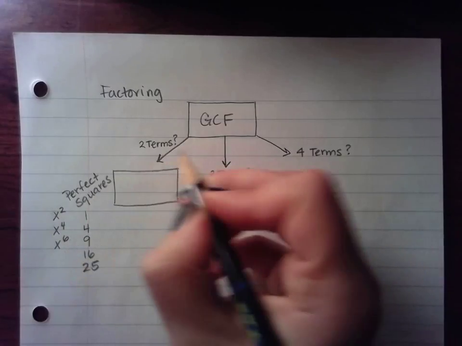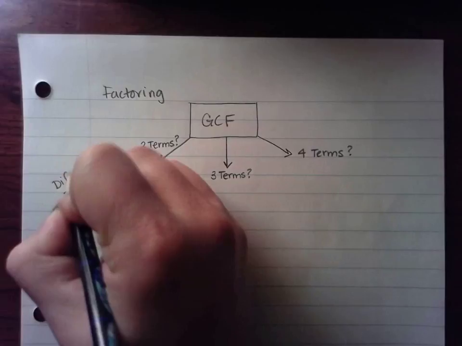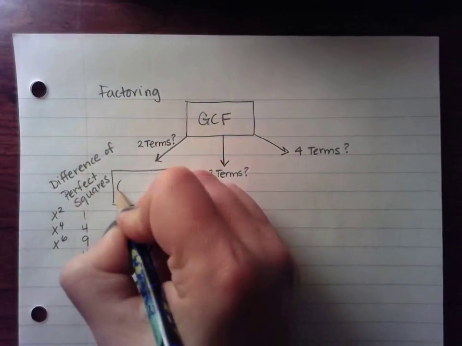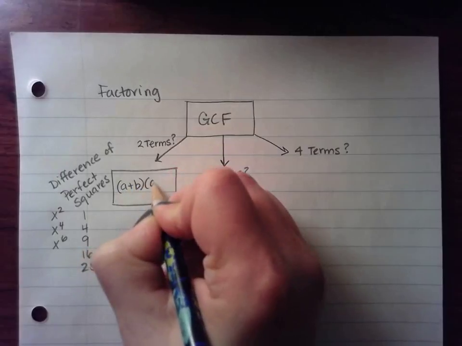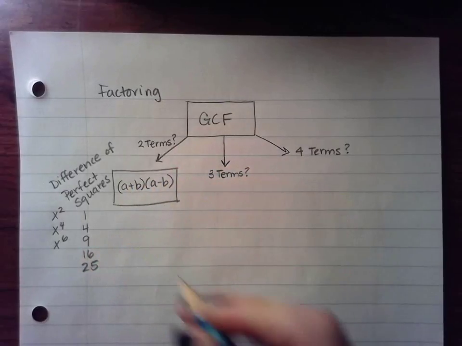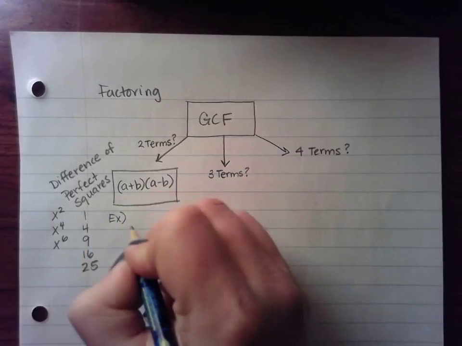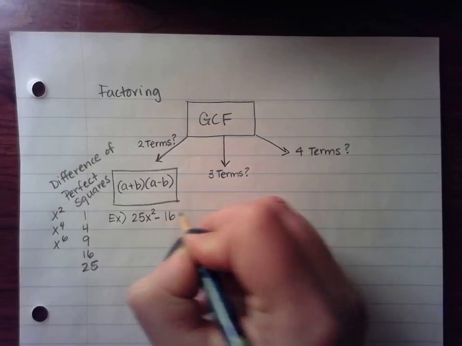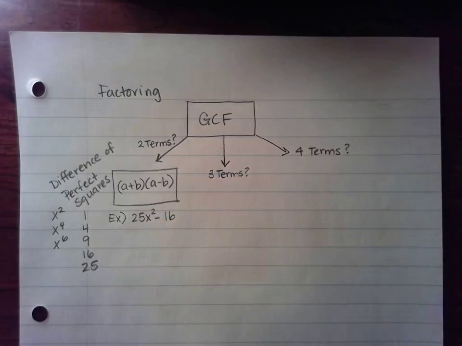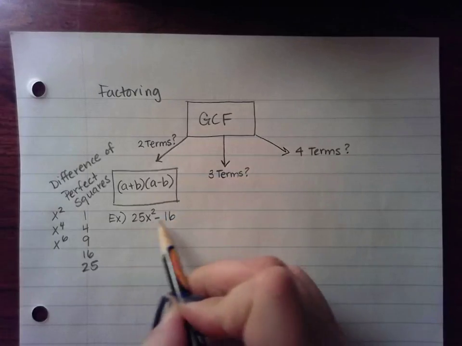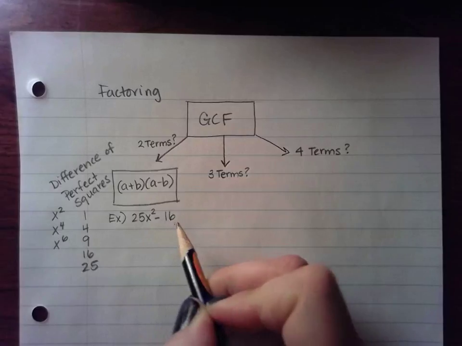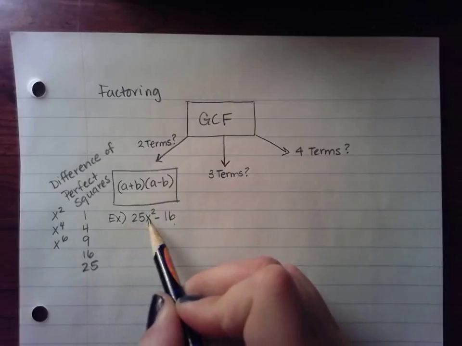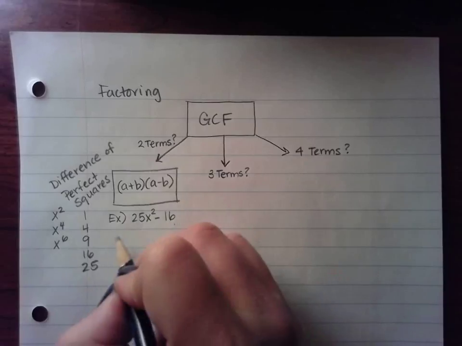So if you have perfect squares and it's a difference of 2 squares, meaning it has to be subtraction, then you're going to use this formula: a plus b, a minus b. So for example, let's say that we had 25x squared minus 16. First, check for a GCF. Alright, I don't have a GCF between these two. I can only divide them by 1, and I don't have an x in both of these. But I do notice that 25, x squared, and 16 are all perfect squares.